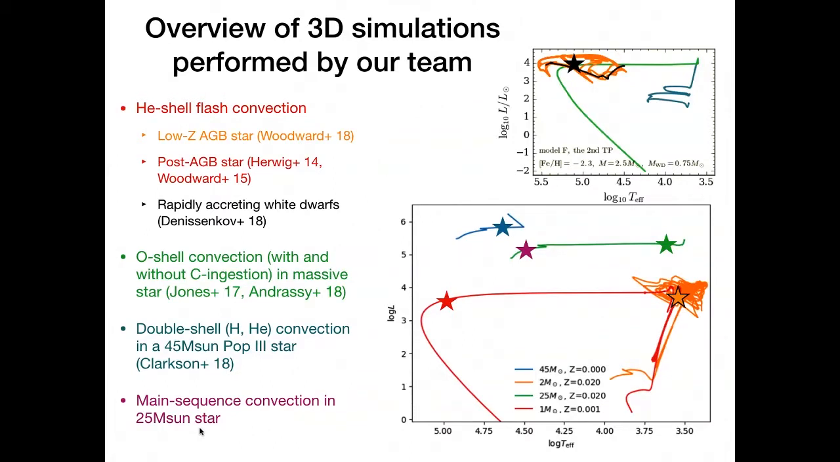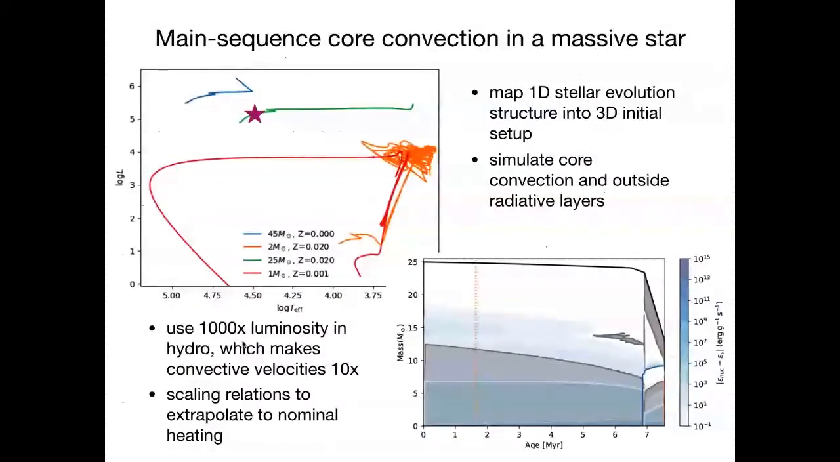But on Niagara earlier this year, we started a new simulation program that focuses on the first convection that forms in a massive star, the hydrogen core convection or main sequence convection in a 25 solar mass star. And that would be located right here. This purple star here is the location of the main sequence of this 25 solar mass star. So that is the context for the simulations I want to discuss with you.